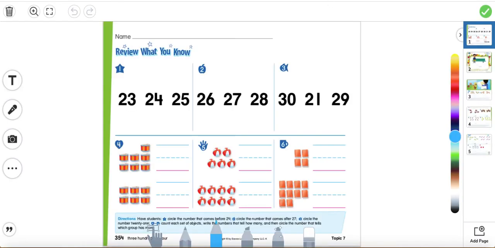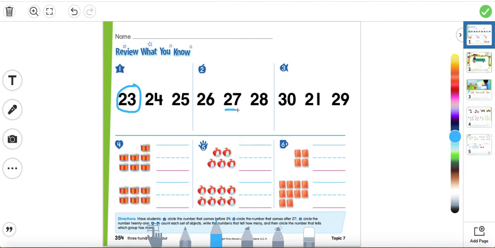Okay, next we're going to move on to math. Before we begin, we're going to review. So for number 1, we're going to circle the number that comes before 24. So here we have the number 24, but we want to circle the number that comes before. Yes, number 23. Let's look at number 2. We have the numbers 26, 27, and 28. For number 2, we're going to circle the number that comes after 27.